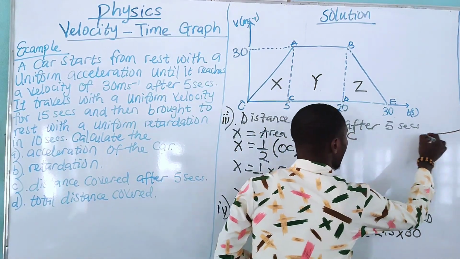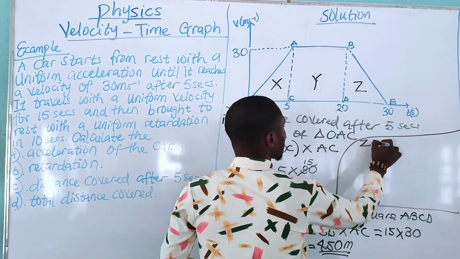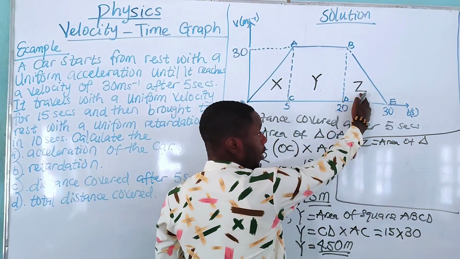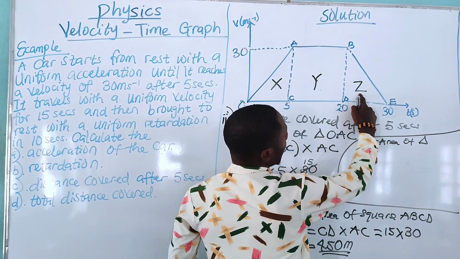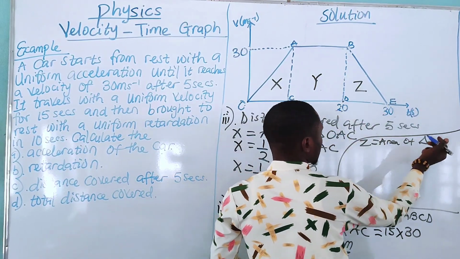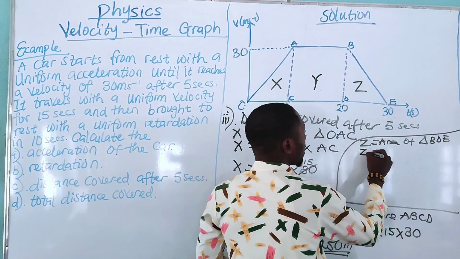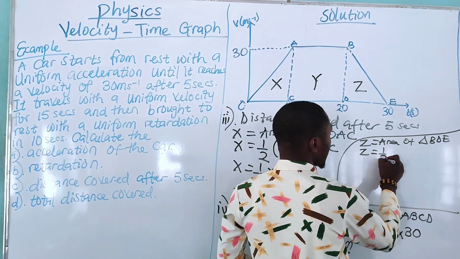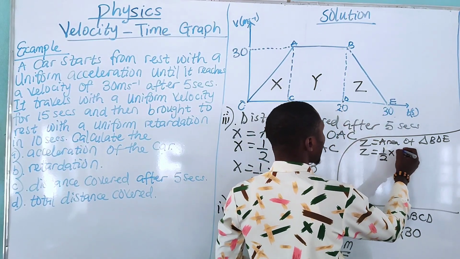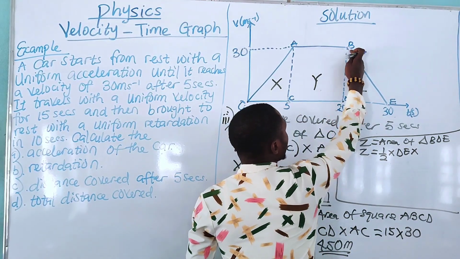Okay, so we also need to find the area Z. Let's use this space here to find the area Z. Z is going to become the area of triangle, this is another triangle, triangle BDE, or DEB, it's the same thing. Z will be equal to the area of a triangle, which we know is half base times height. The base in this case is DE, so half times DE multiplied by the height, which is BD.